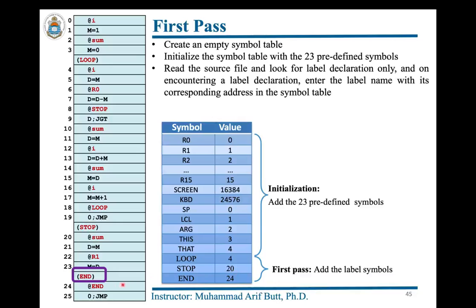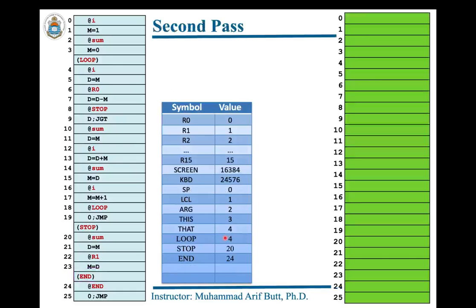And finally, the last label declaration is end, and it is at line number 24, so I have placed that value inside the symbol table. So the first pass is over, and this is the symbol table that we need for the second pass. And now let us start with the second pass. By second pass I mean let us start reading the source file once again from the very beginning, line by line.